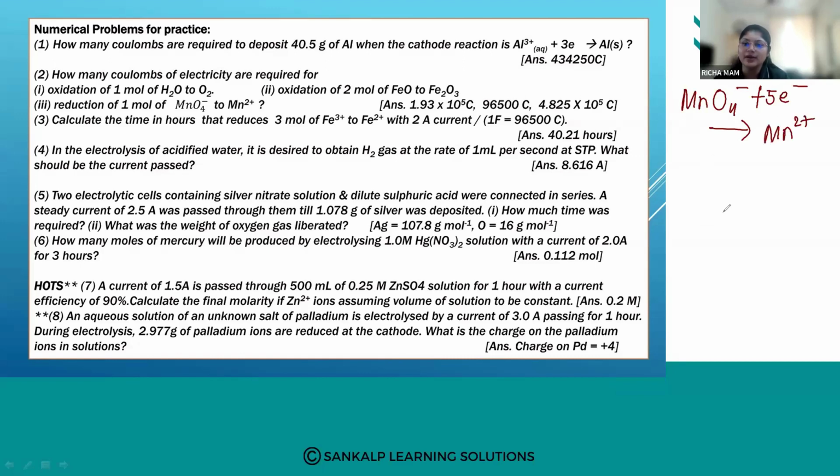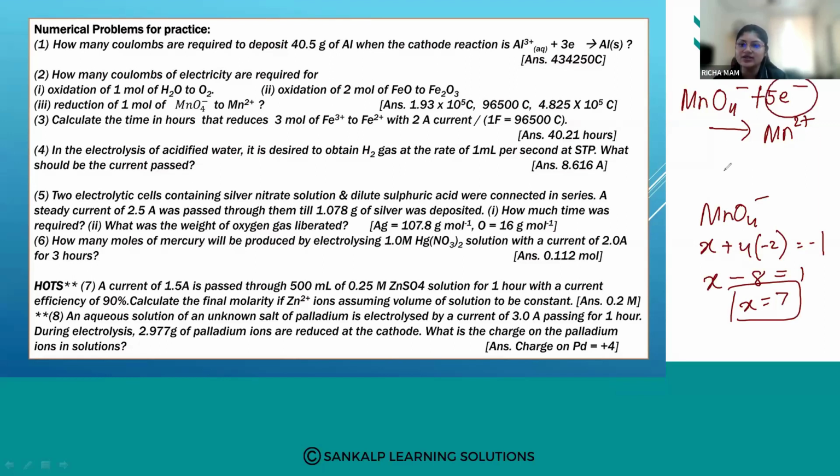See here, MnO4 minus: x plus 4 into minus 2 equals minus 1. So x minus 8 equals minus 1, so x is equal to plus 7. So plus 7 to plus 2. How many electrons are gained? 5 electrons. So 5 into F, so it is 5 into 96,500. So it will be 4.825 into 10 raised to 5 coulombs. Is it clear?